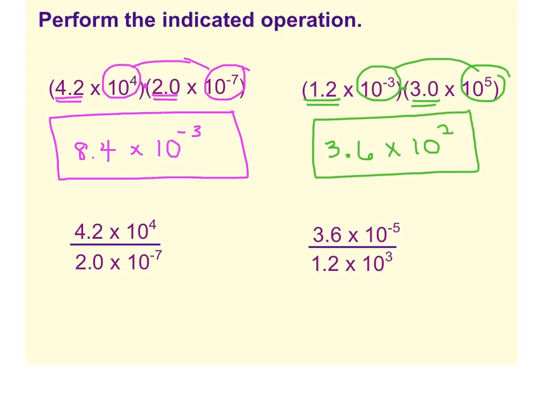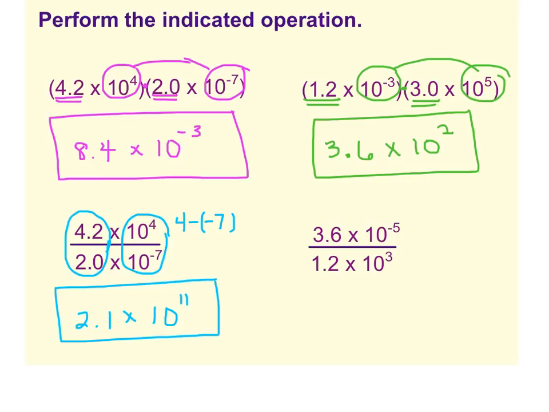All right, now these with division, kind of like the multiplication, divide the pieces that go together. 4.2 divided by 2.0 is 2.1. And then over here, if you're dividing the same base of 10, you keep your base of 10 and subtract your exponents. So this one's a little tricky because it's 4 minus a negative 7. So when you subtract a negative number, it actually becomes a positive. You end up adding and you get a positive 11.